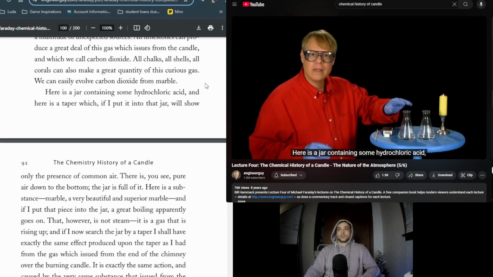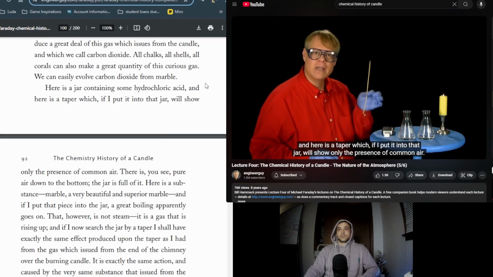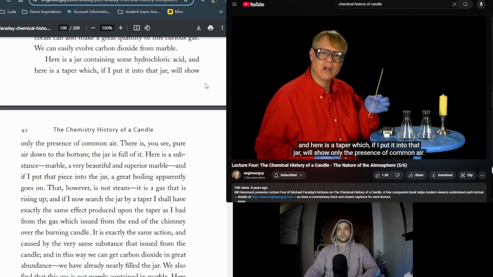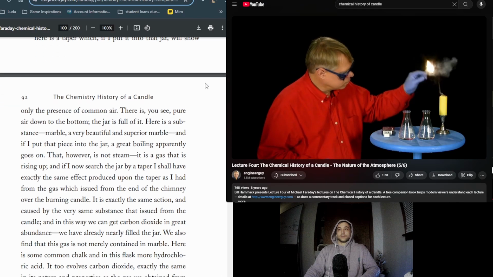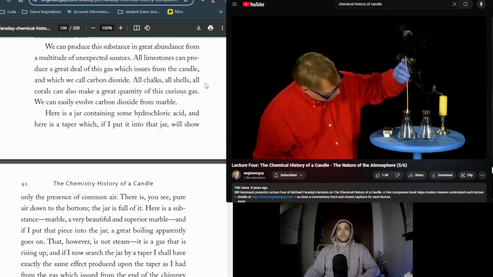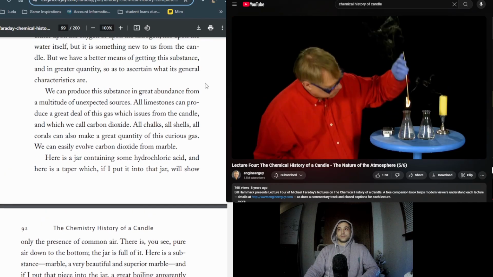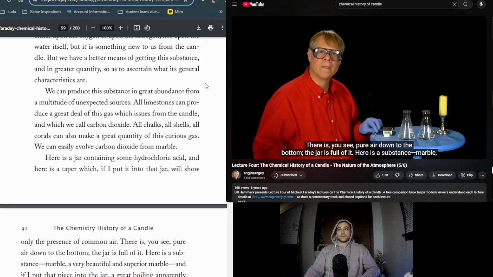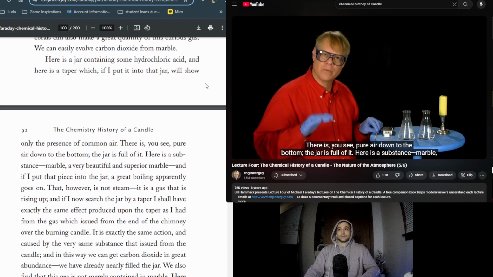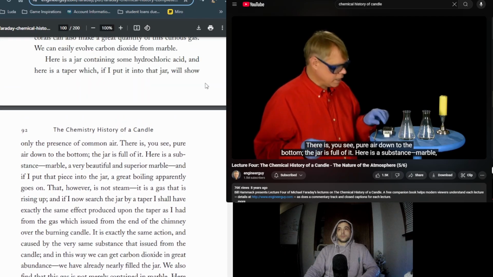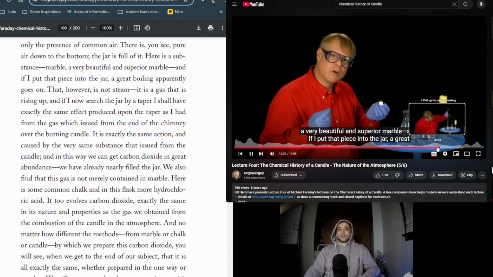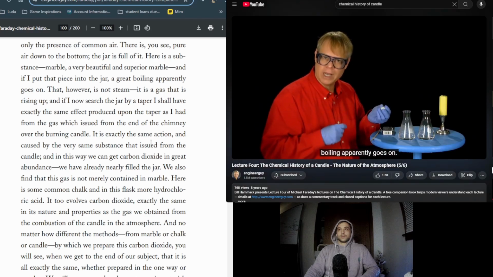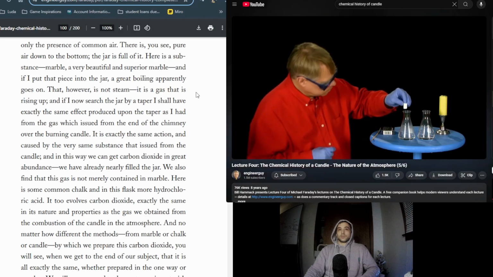Here is a jar containing some hydrochloric acid, and here's a taper which, if I put it into that jar, will show only the presence of common air. There is, you see, pure air down to the bottom. The jar is full of it. Here is a substance, marble, a very beautiful and superior marble, and if I put that piece into the jar, a great boiling apparently goes on.